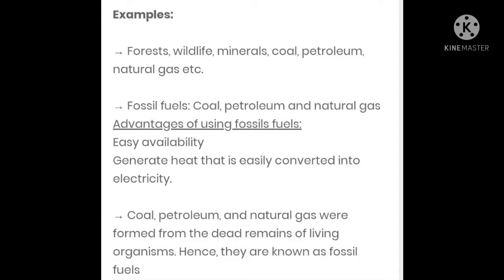From their dead organisms, from their dead body parts, they are buried inside the ground, inside the earth crust. And from that earth crust we are getting coal, petroleum, and natural gas. So it is said that this is obtained from the dead remains of living organisms, hence they are known as what? Fossil fuels.